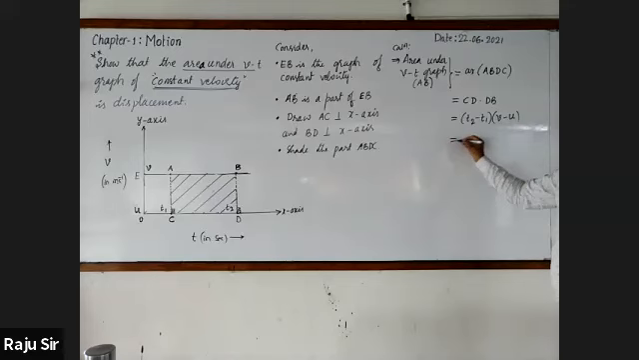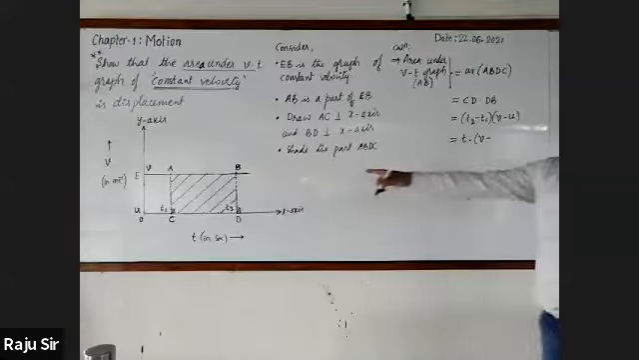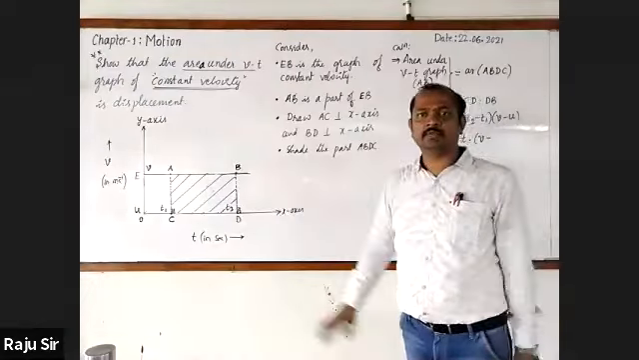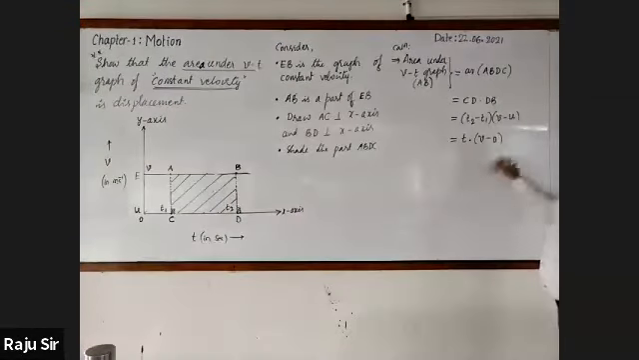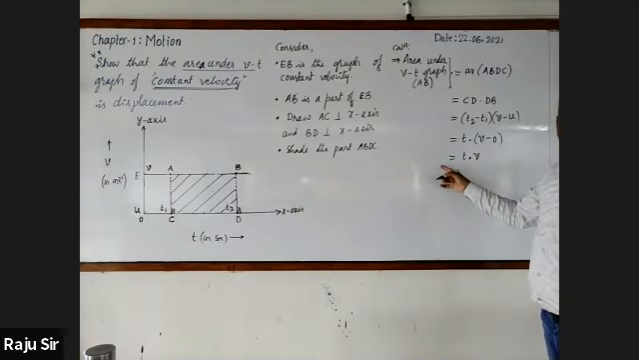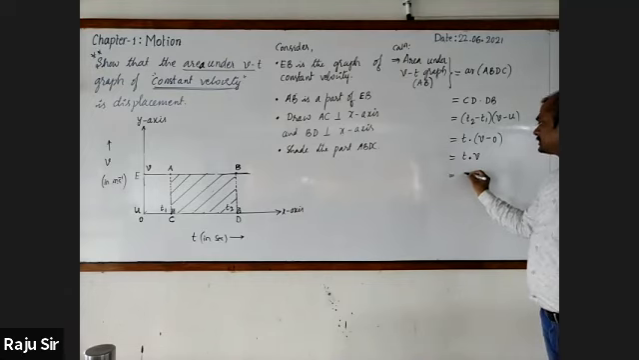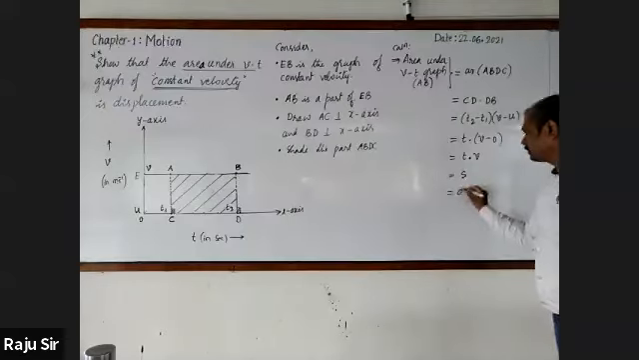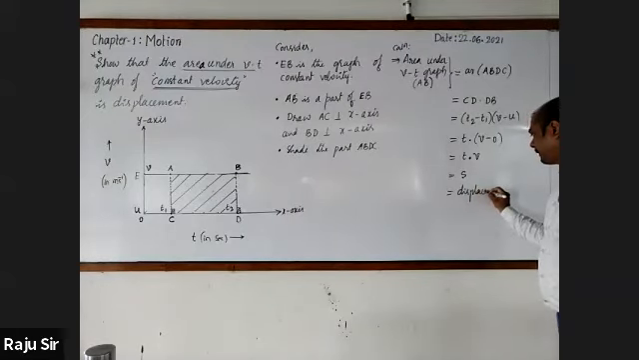This is equal to T2 minus T1, which is T, into V minus U. Here the initial velocity is 0, so I take it as 0. Then T into V minus 0 is V. T into V, or VT, is distance or displacement. Yes, it is equal to displacement.